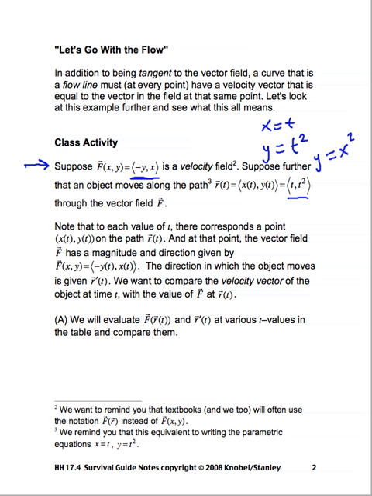And so what I'd like to do is check whether this path is a flow line or not a flow line for this vector field. So it really comes down to computing the velocity vector for the path, that's r prime of t, computing the vectors in the field, and then at each t, are these vectors the same or not? So are the vectors in the field tangent to the path or are they not? So let's go ahead and do this, and we'll do this through a table.